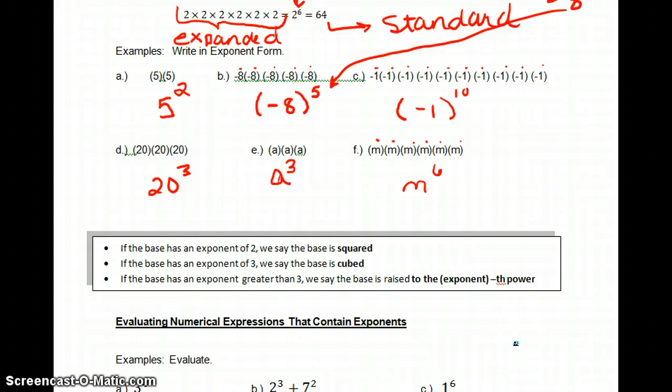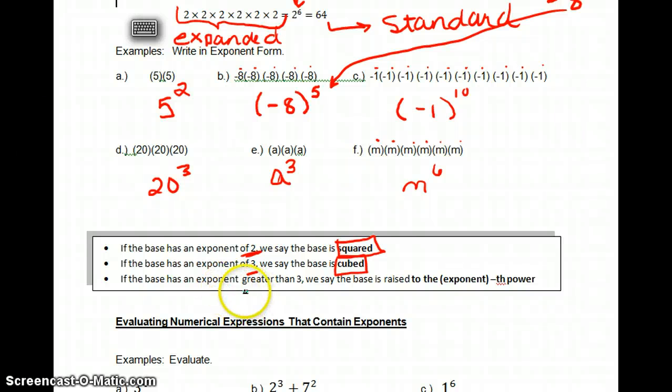Now, you may have heard me using some different terminology there than just saying 2 to the 2nd power, 3 to the 3rd power, etc. When we have a base that has an exponent of 2, you should say that the base is squared. When your exponent is 3, you should use the vocabulary word cubed. Your base is cubed. Okay?